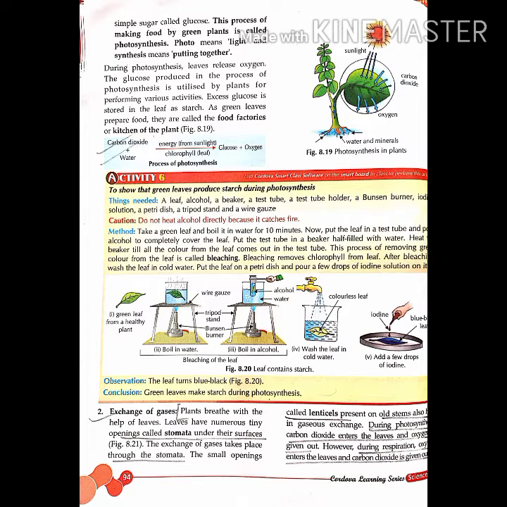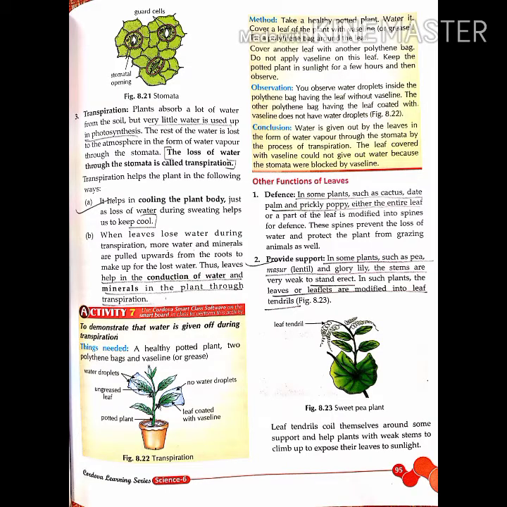Now, exchange of gases. The second topic is exchange of gases. In leaves, the plants also breathe. How? They inhale carbon dioxide and exhale oxygen for us. In leaves, numerous tiny pores or openings are there, which are called stomata. Through these stomata, the exchange of gases takes place.